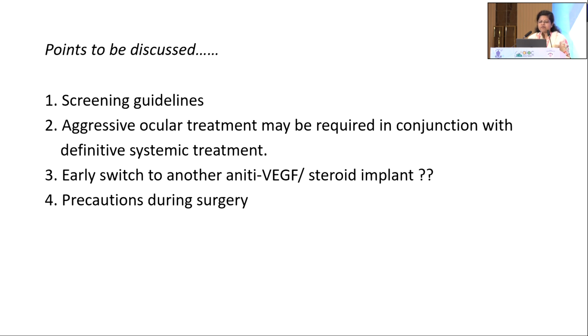So some points need to be discussed. First, the screening guidelines: should we alter them? How aggressive, and which treatment? Like in optic neuropathy, we are already using methotrexate and rituximab. I have not used these drugs for retinal conditions, but should we switch to those drugs? And third is early switch to another anti-VEGF or steroid. If anybody has any experience in using these drugs, because I have also switched to a dexamethasone implant. And what precautions should we take during surgery? This is also a doubt. Why do all these patients develop recurrent bleeding, and again vitreous lavage was required for these patients.